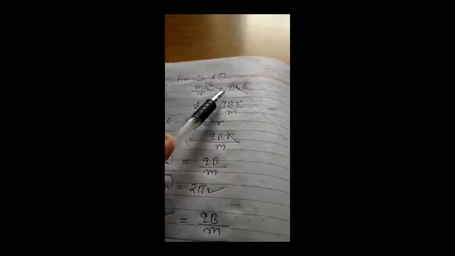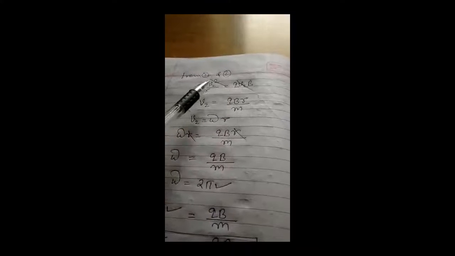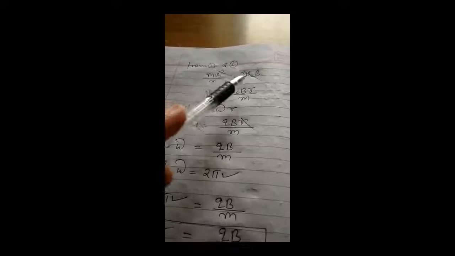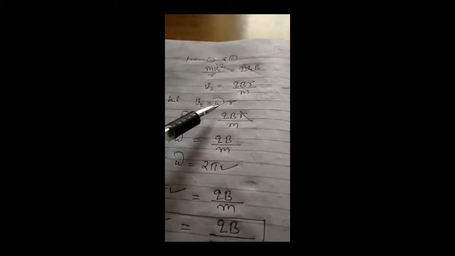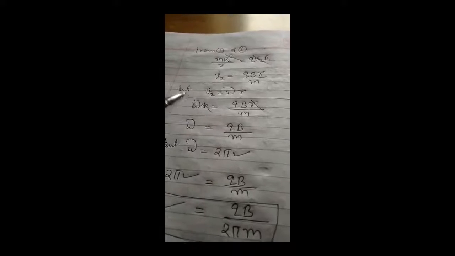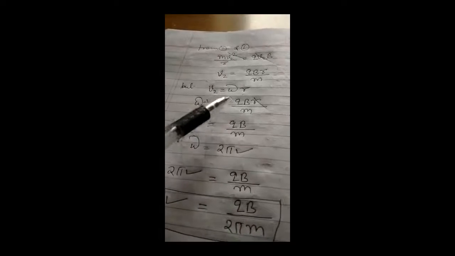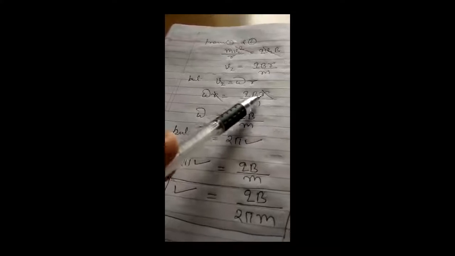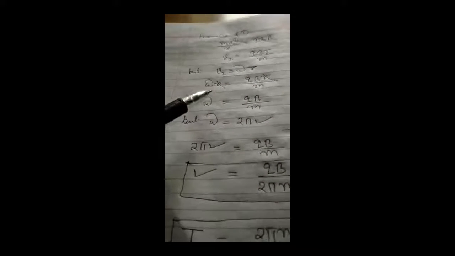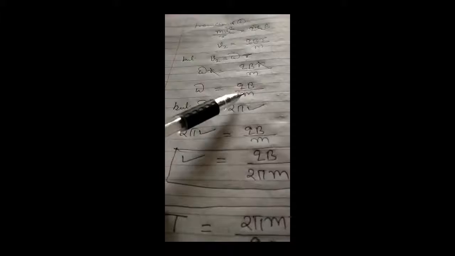So from equation 1 and 2, m v2 square upon r will be equal to q v2 B. This v2 and v2 cancel, so v2 will be equal to q B r upon m. This r is cross multiplied. But you know v2 is equal to omega r, because linear velocity is equal to angular velocity into radius. So in place of v2 we can write omega r is equal to q B r upon m. This r and r cancel, so therefore omega will be equal to q B upon m.